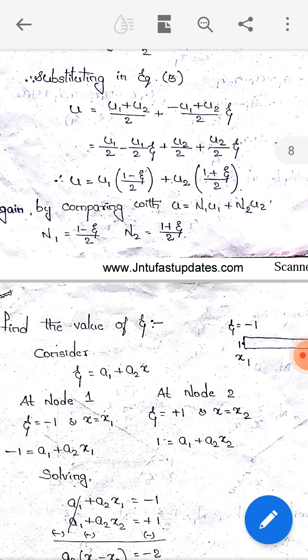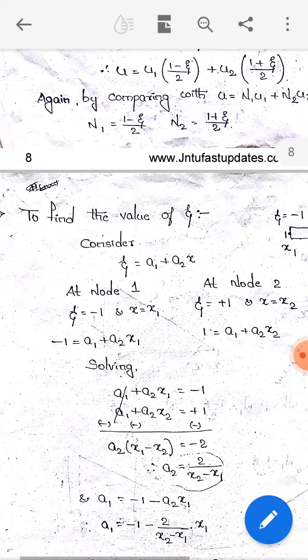These things we have to remember. Students and viewers have to remember N1 and N2: N1 is (1 minus zeta)/2, N2 is (1 plus zeta)/2. Next, let us find out zeta.